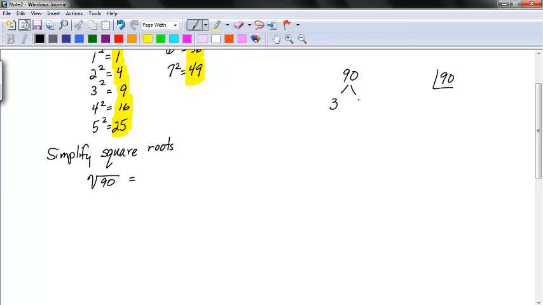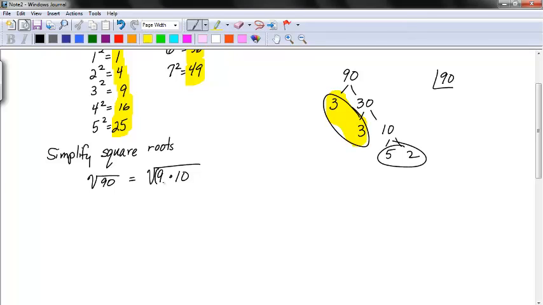Like if I did 3 and 30, and then 3 and 10, and 5 and 2. You break it down into primes, and then the ones that repeat, here's your largest perfect square. So you would break that up into 9 times 10. Break it up into what's left. And then out of this, you can take out a 3 and leave the square root of 10 inside. I always like to circle what I'm going to take out.